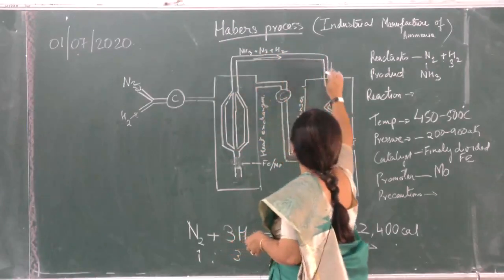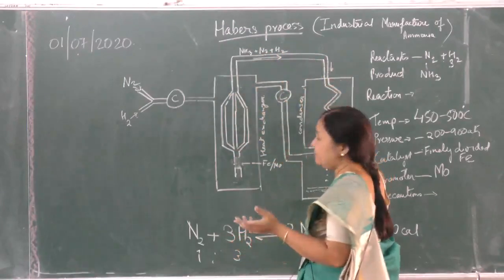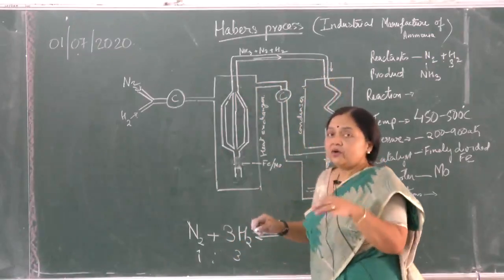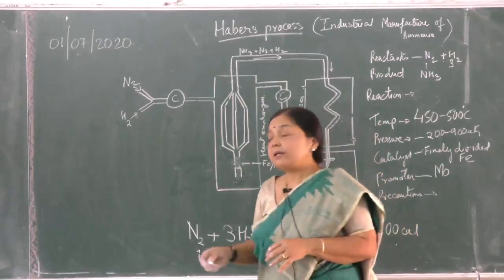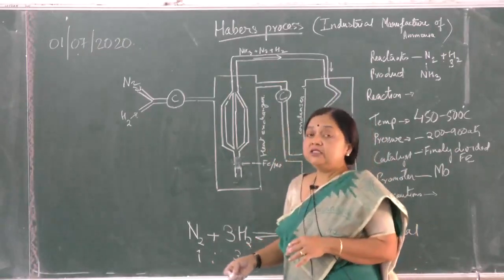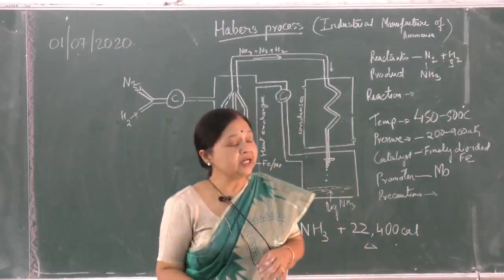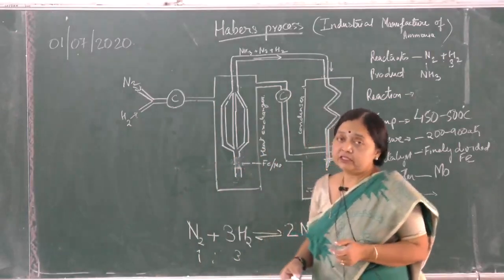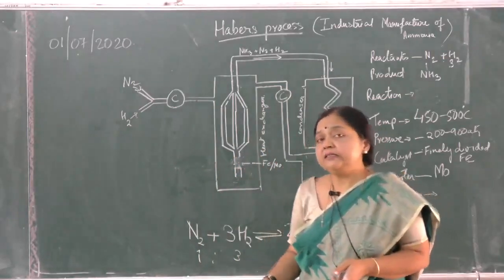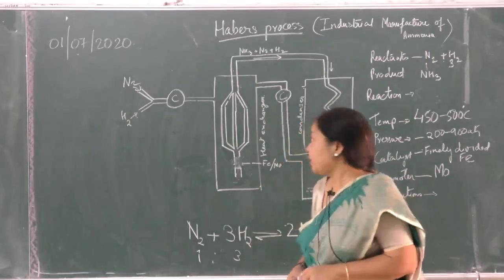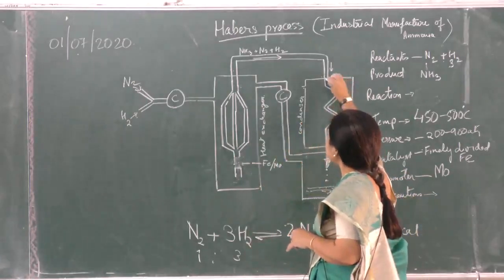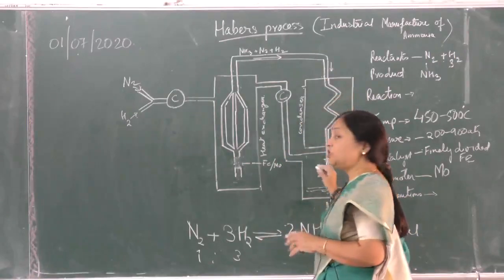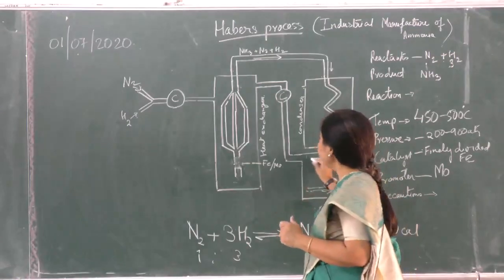Now this is passed through a condenser with cooling pipes over here. Ammonia has a much higher liquefaction point, whereas nitrogen and hydrogen turn to liquid at very, very low temperatures: nitrogen at minus 196 degrees Celsius and hydrogen at minus 253 degrees Celsius. Ammonia becomes liquid at only minus 33 degrees Celsius. So the ammonia liquefies first and drops down over here as liquid ammonia, whereas the other two gases, N2 and H2, remain in the gaseous state.